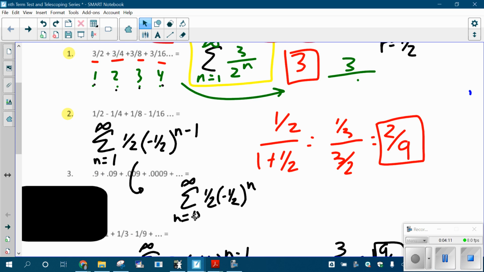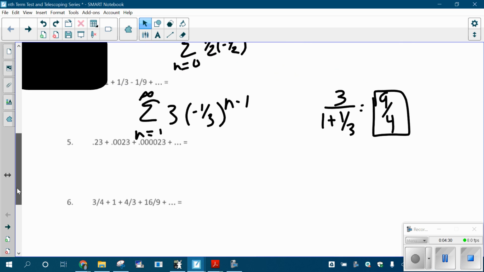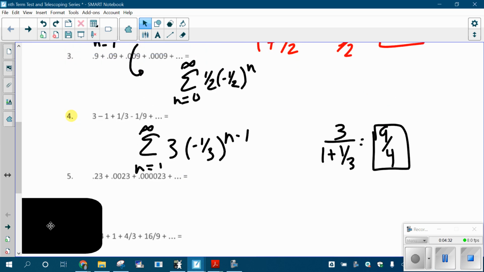Because here I'm plugging in 0, 1, 2, 3, 4, 5 for n, and here I'm plugging in 1, 2, 3, 4, 5, 6 for n, so I just had to adjust that. Okay. So when you do sigma notation, you're allowed to change it. Both of these are equally correct, totally fine. Just make sure when you plug in, you get out the first term. Okay. Second one, geometric, common ratio -1/3, sum to 9/4.